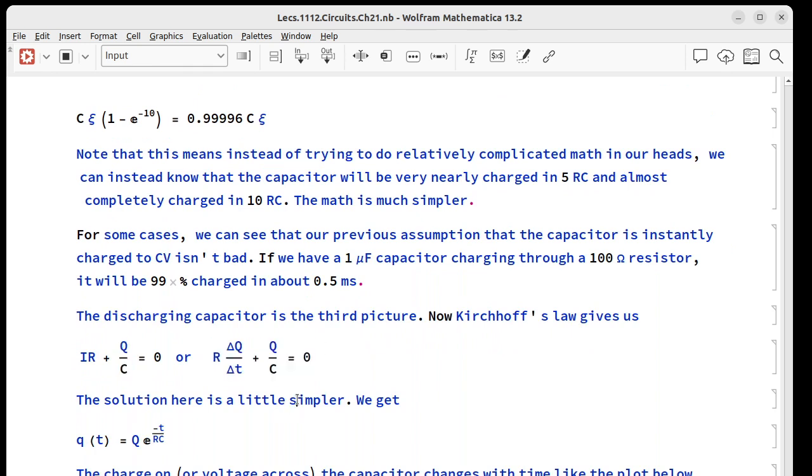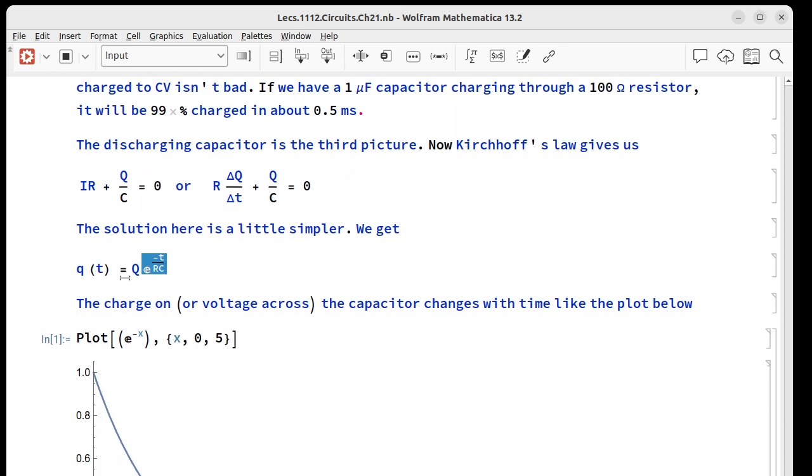It's a little bit simpler this time. And what we get is charge as a function of time is our starting charge times e to the negative t over RC. What does this look like? Well, it drops exponentially towards 0. So as we wait, it will eventually drop down to this.